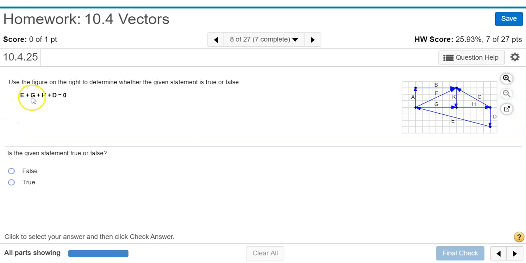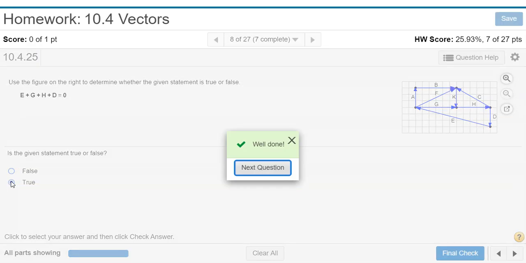Now we have E plus G plus H plus D equals 0. It will equal 0 if it ends at the same place it starts. So basically we would be doing some sort of a loop. So let's see. Here's E going here, and then we add G, and then we add H, and then we add D, and we do end up in the same place that we started. So our total distance traveled would be 0. So this is a true statement.